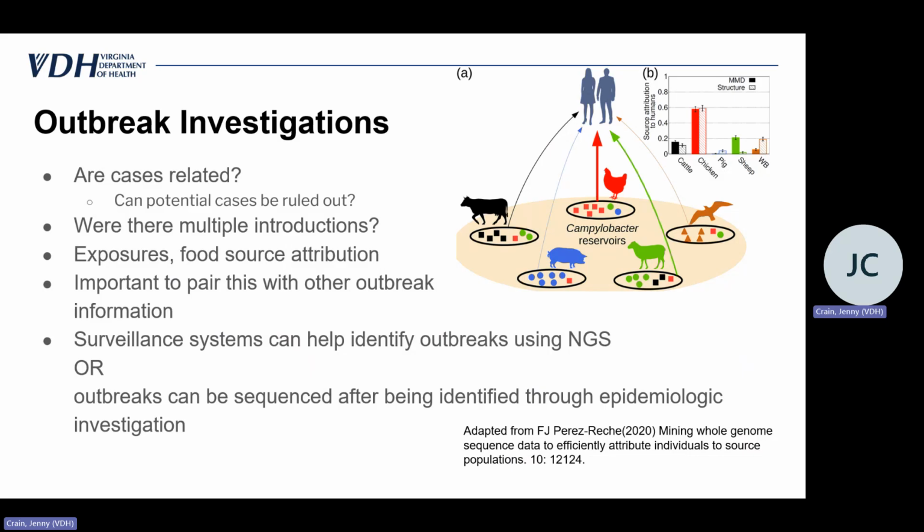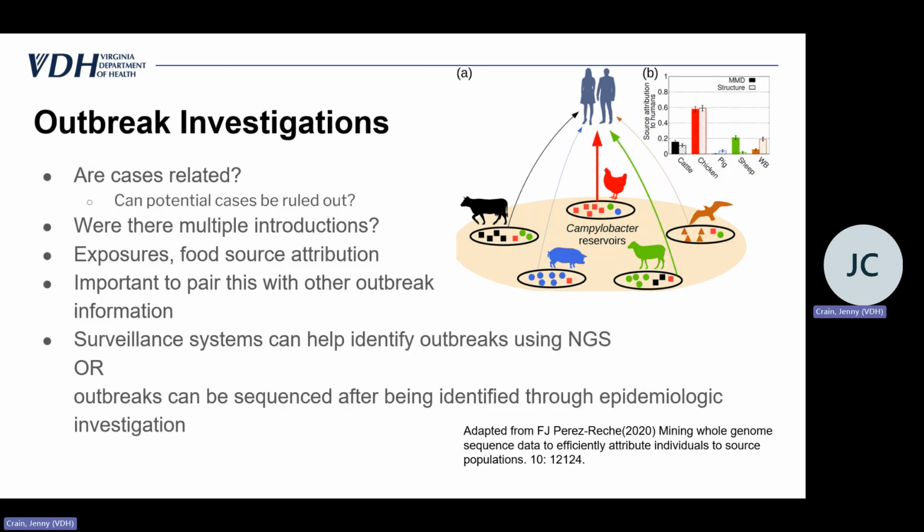So it's really important when doing outbreak investigation to pair those genomic results with additional epi investigation information. So all that epi metadata, once we've integrated it, how can that help us better understand disease transmission in a specific outbreak or outbreak setting?